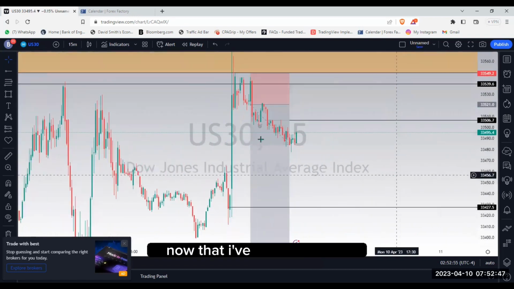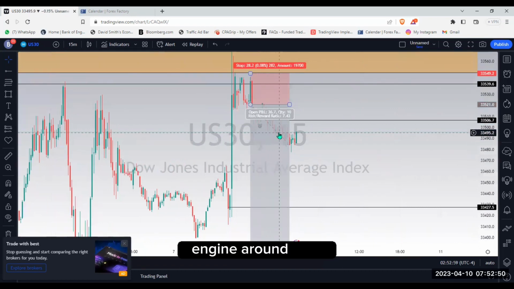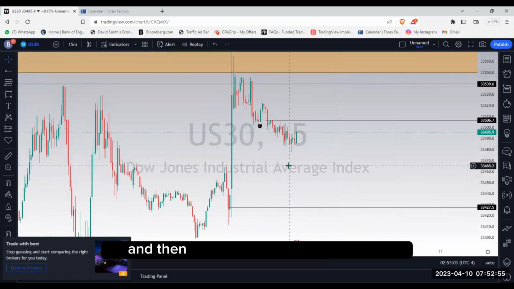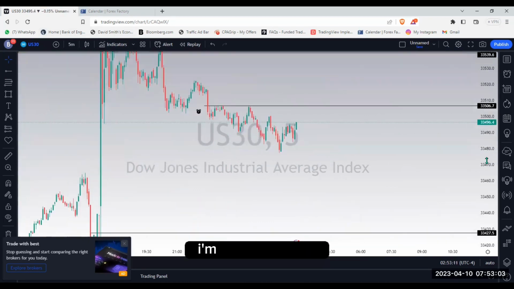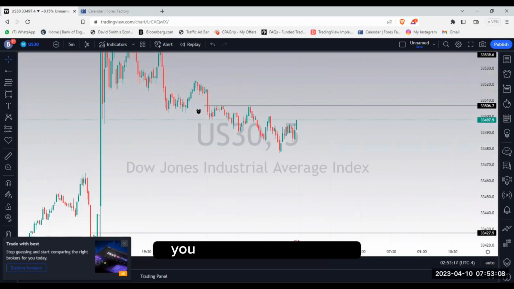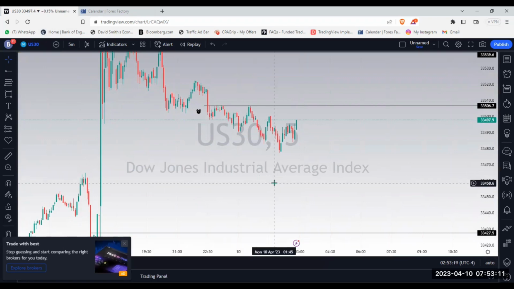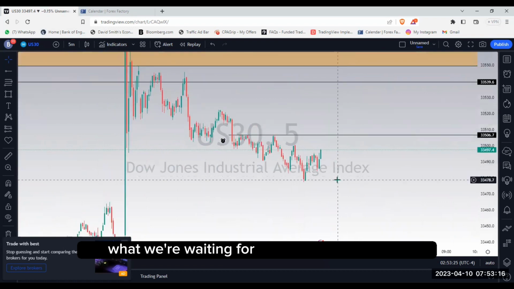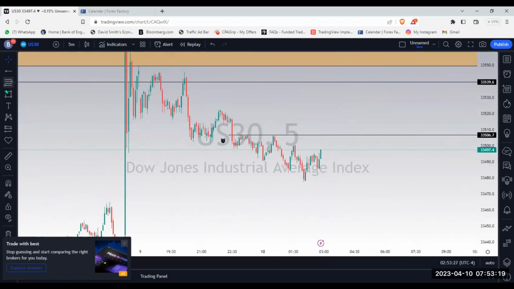Now that I've missed out on entering around here just the way I told you, that could have been my first entry, and then I'll be preparing for a second entry. I'm still waiting for, in my time, 8 a.m., which is the London session. You can see the time here. So since I'm still waiting for the London session, what I'm waiting for is there are two things.